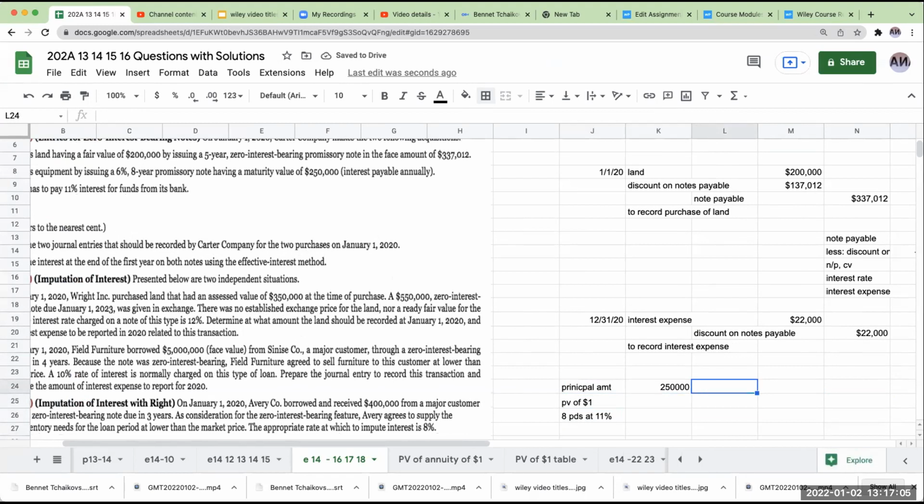At the same time, I have to make interest payments. So my interest payment is going to be $250,000 times 6% or $15,000. To present value this amount back, I'm going to use present value of an ordinary annuity of $1. And this is going to be 8 periods at 11%. So again, this is how I'm doing this particular one, because every single year I've got to pay 6% interest on the note.